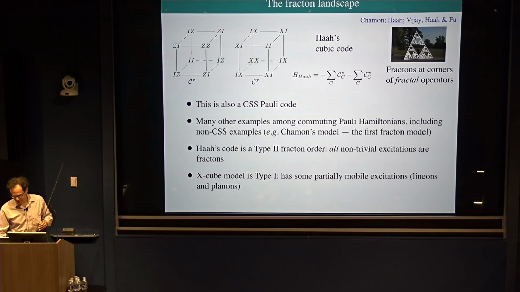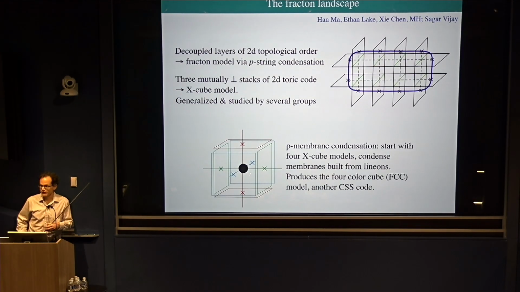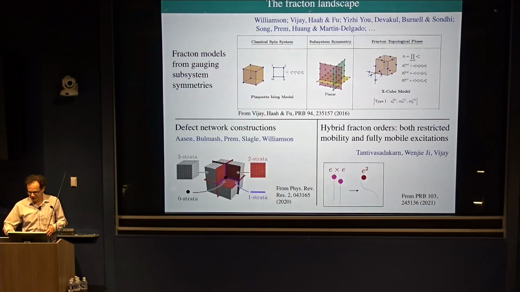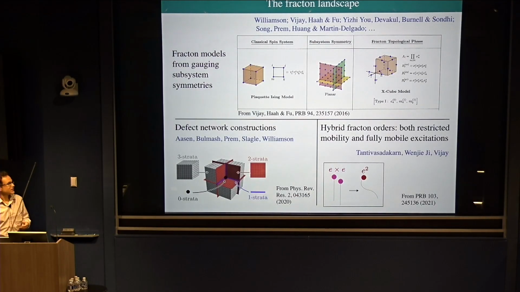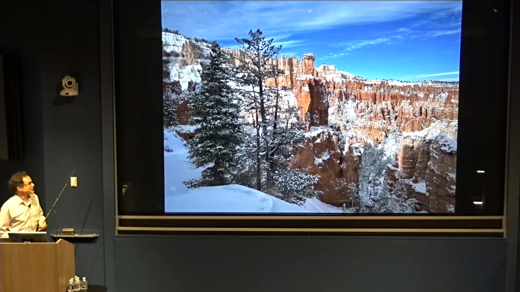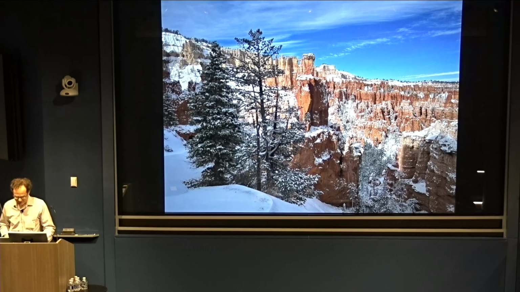But these are not the only examples. And in fact, there's now a vast landscape of many examples of fracton models, many families of constructions, different ways of constructing them. And I'm not going to tell you about all of these. A lot of interesting work done in many cases by people in this room, coming up with many fascinating examples. And so where we are now is kind of here. This is the fracton landscape, which you might also recognize as Bryce Canyon. And all these examples make up this apparently very complicated landscape.